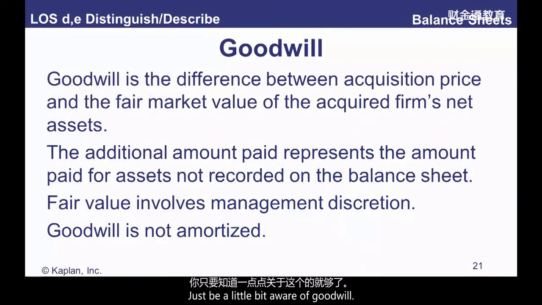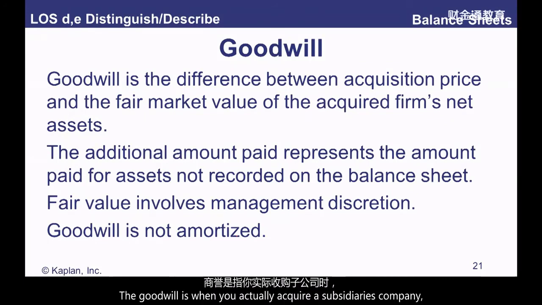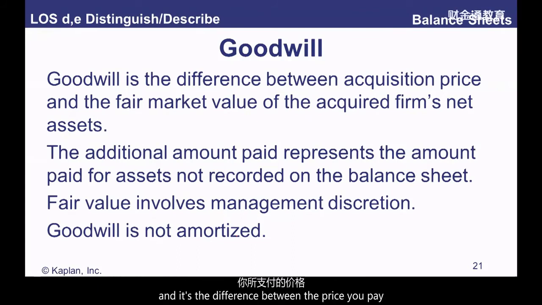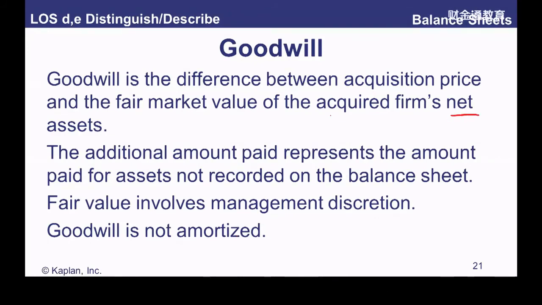Now, goodwill. Just be a little bit aware of goodwill. I don't think you need to worry too much about it. It's not until we get to the level 2 syllabus that we look properly in detail at the accounting of subsidiaries. So goodwill is when you essentially acquire a subsidiary company. And it's the difference between the price that you pay and the fair market value of net assets that you acquire. Okay, so the difference between acquisition price and the fair market value of the acquired firm's net assets.